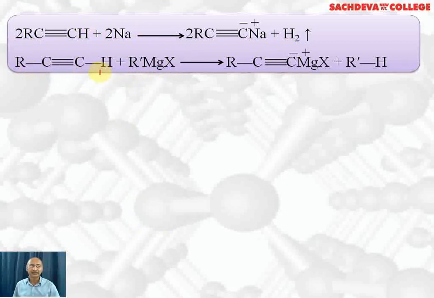Similarly, we have the reaction of alkynes with Grignard reagent. R-MgX is called Grignard reagent. Grignard reagent in general is alkyl magnesium halide. Now here also this H will be replaced by MgX, and this R- will combine with H+ to form R-H, that is, a hydrocarbon is formed.